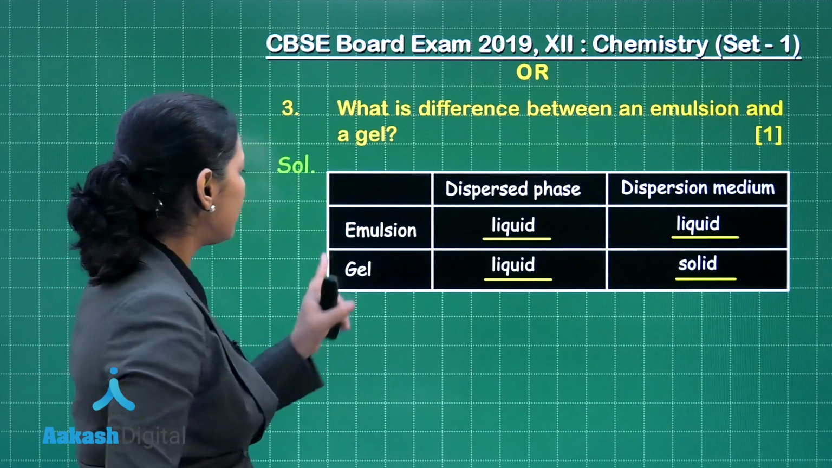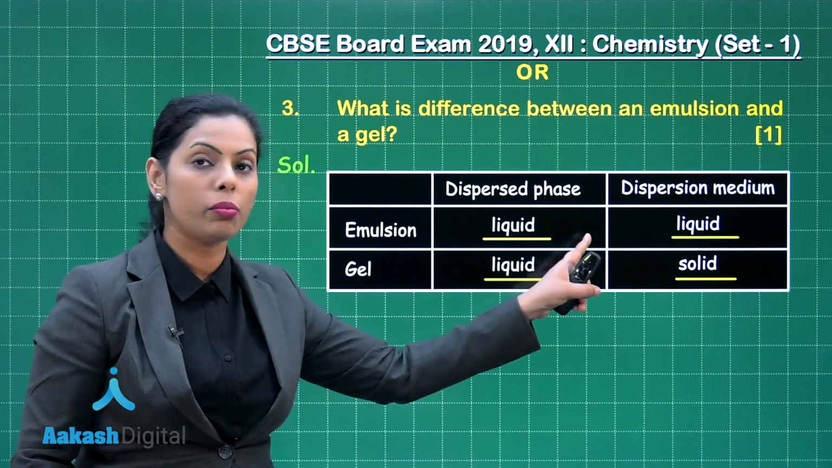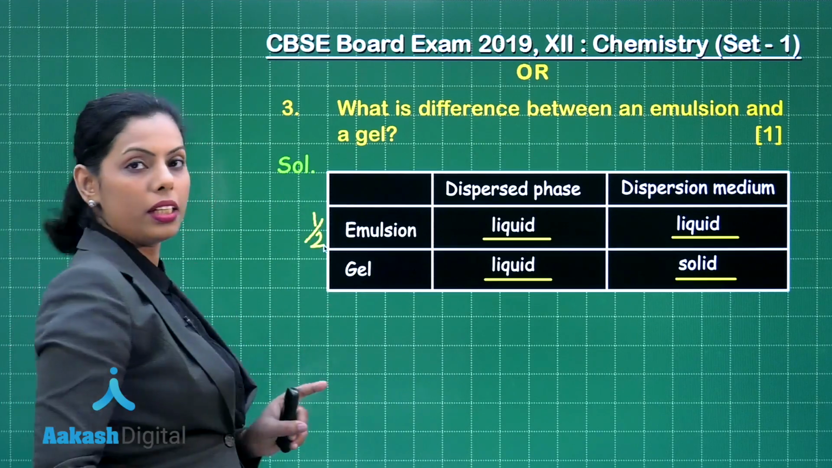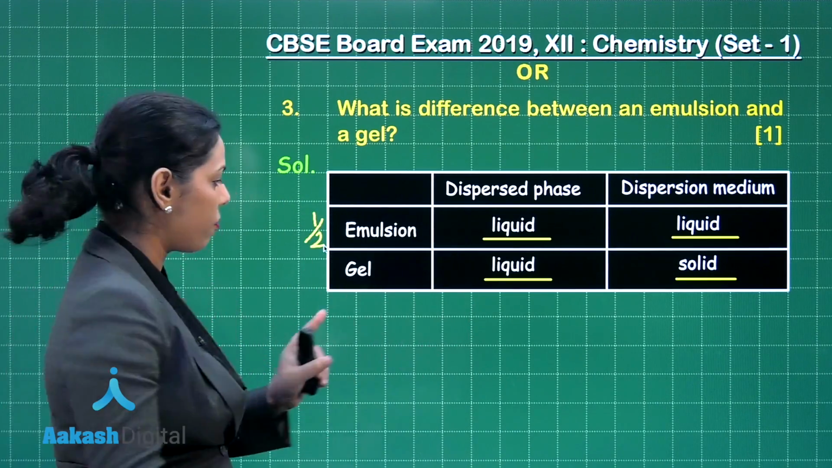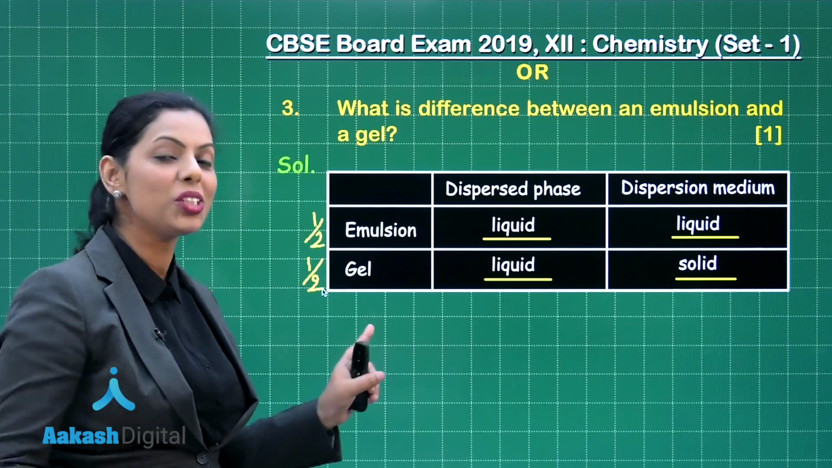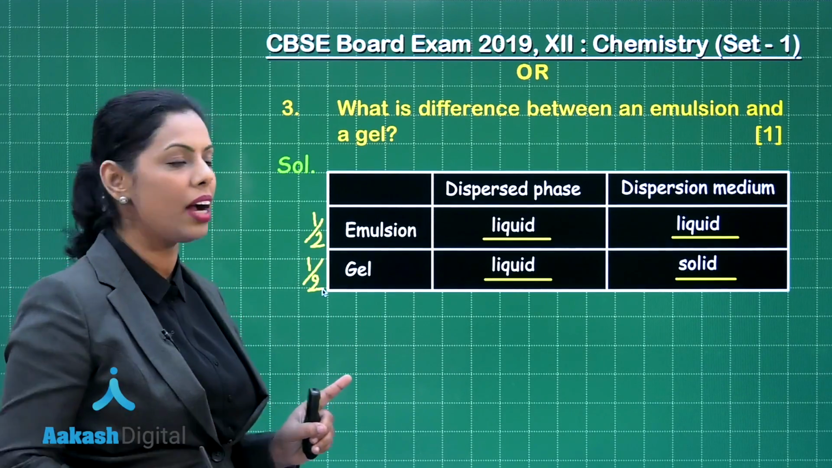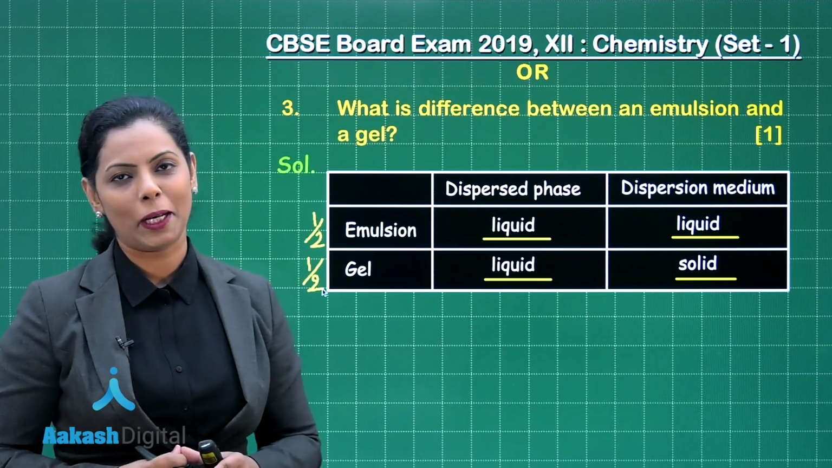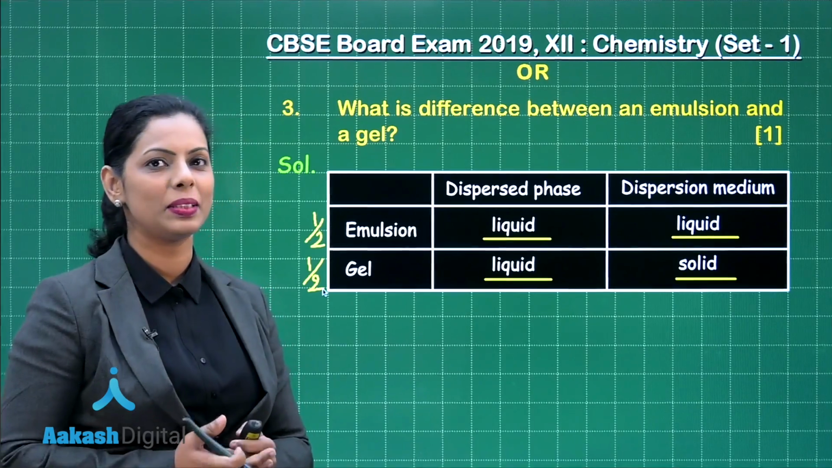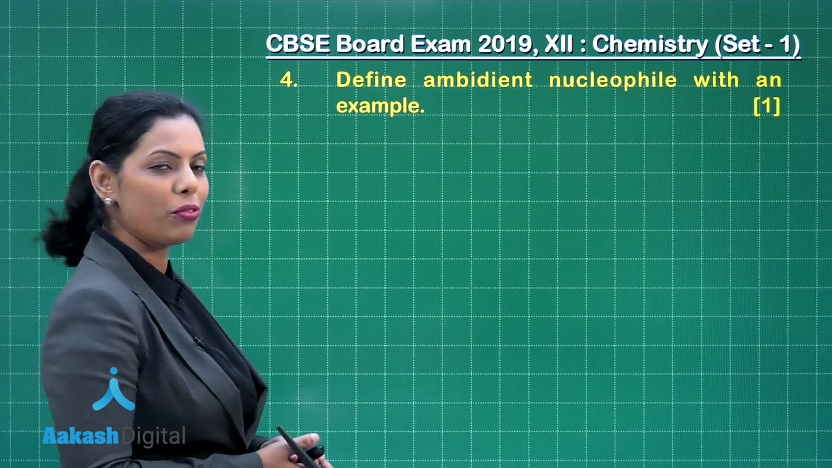If you write the dispersed phase and dispersion medium for emulsion, you will obtain half mark. Further, for the gel, you will obtain half mark if you write its dispersed phase and dispersion medium. It means you will obtain a full 1 mark for giving the answer in this manner. After this, next question, that's question number 4. Let's take that.